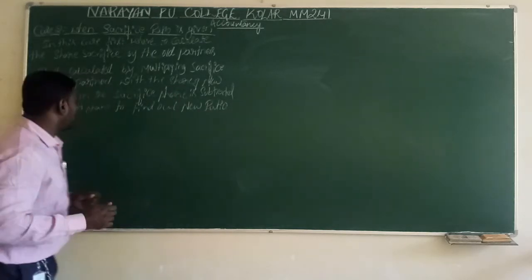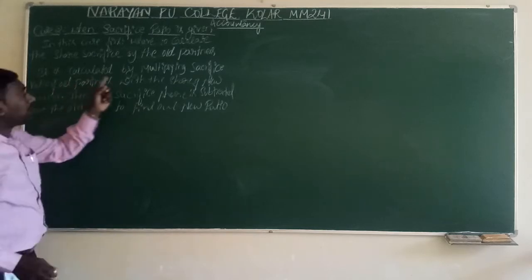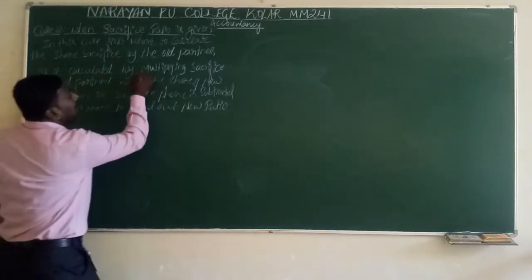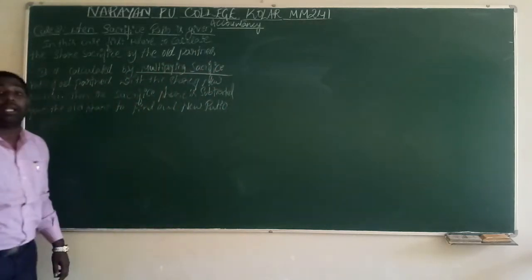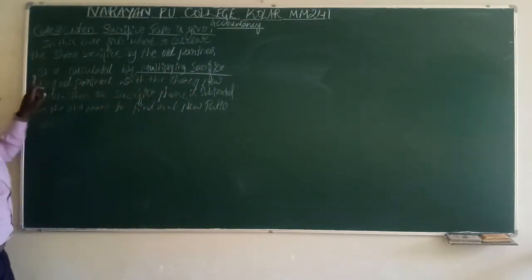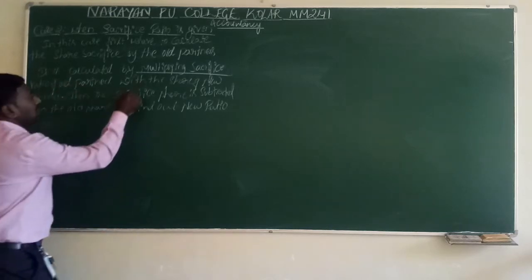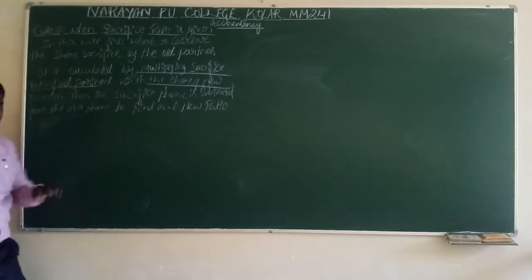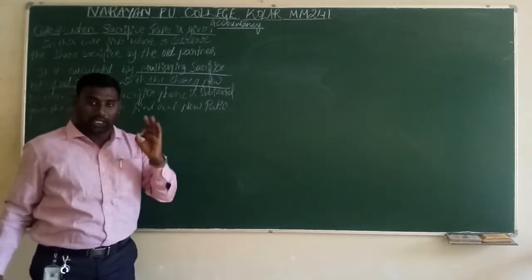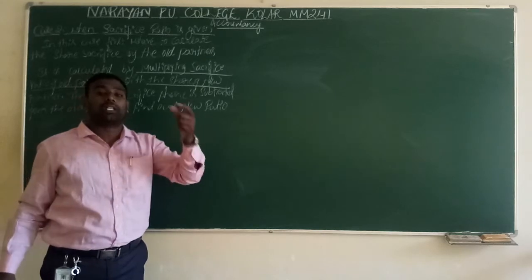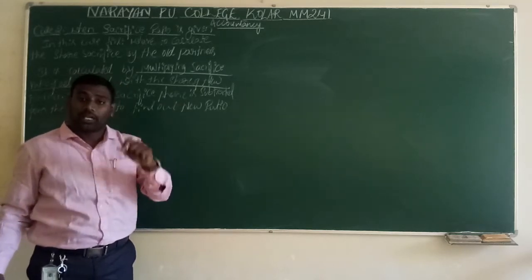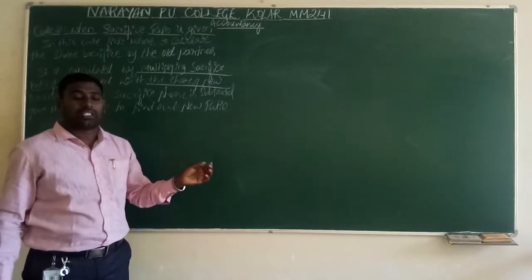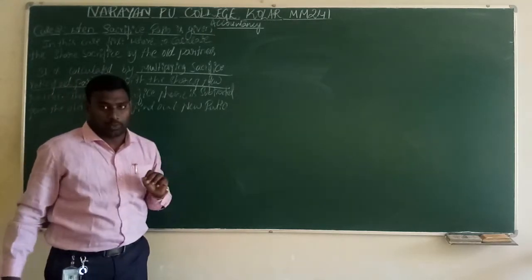After that, how is share sacrifice calculated? It is calculated by multiplying the sacrifice ratio of old partners with the share of the new partner. So the sacrifice ratio given in the question, we multiply by the new partner share which is available in our question. We multiply both values and we will get the share sacrifice of each partner.